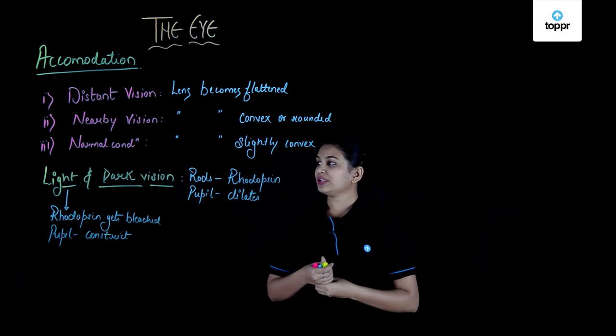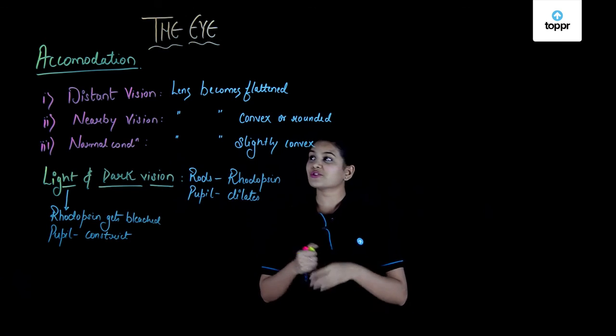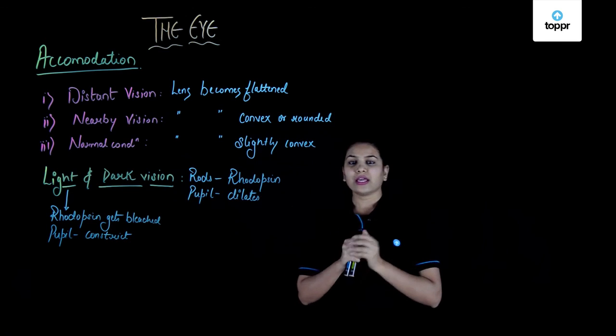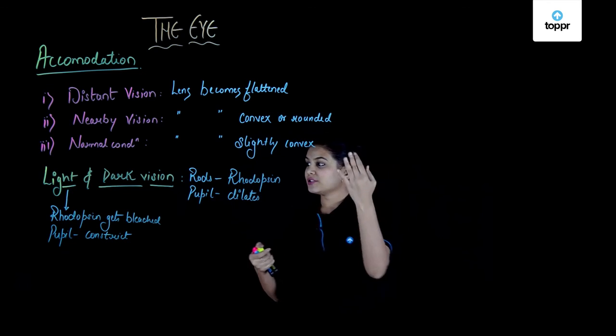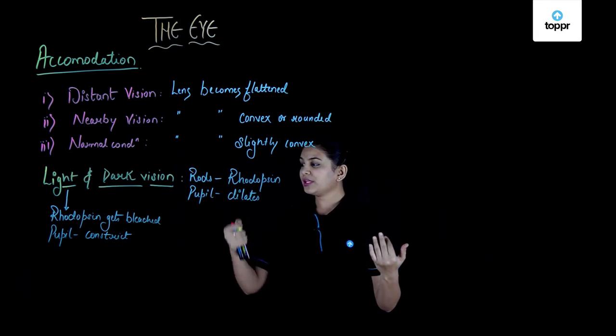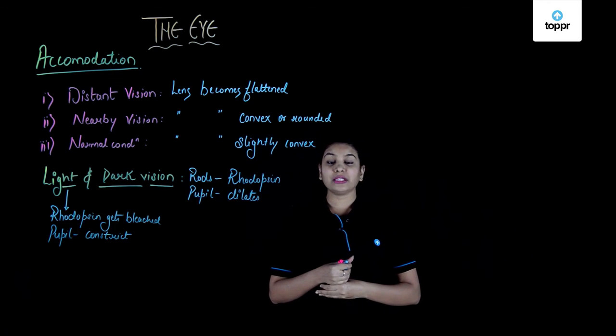So this was about accommodation and light and dark adaptation. Student, in this lesson we have seen everything about the eye, right from its structure, then its working, and these new terms that we had to see, accommodation and light and dark adaptation. Next we are going to talk about the defects.